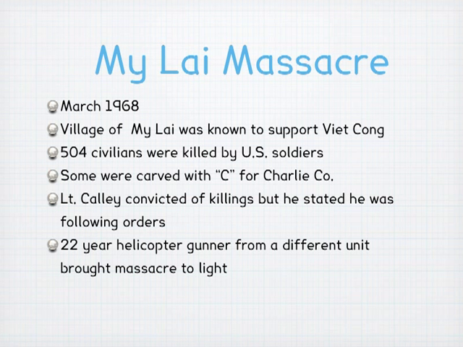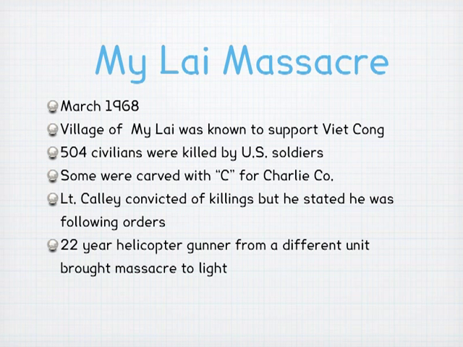We don't know how many were exactly killed. There was no record kept, but the most common figure is 504. They were murdered by US soldiers. Some of them were carved with a C for Charlie Company, which is the group of soldiers who took part in the massacre. Only one man was convicted of the killings, Lieutenant William Kelly, who was sentenced to imprisonment and spent 3.5 years in prison.